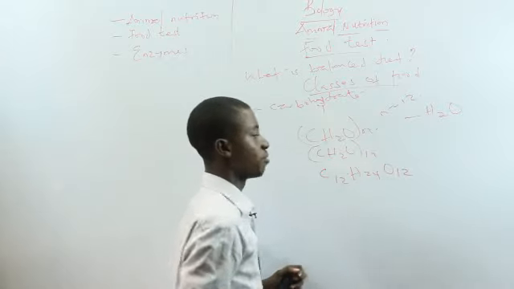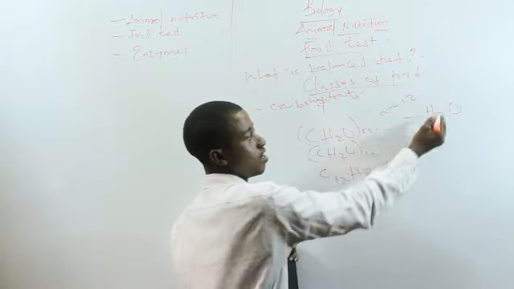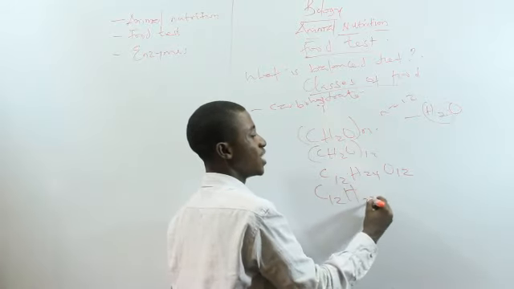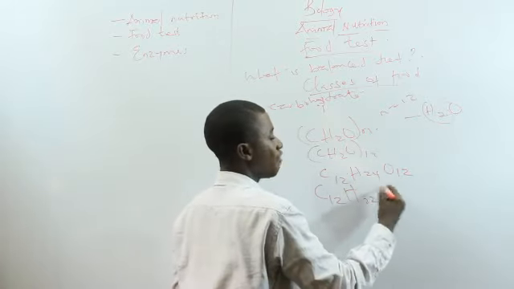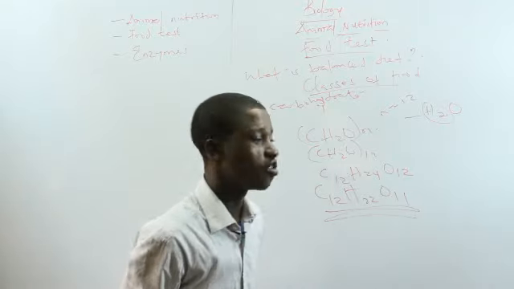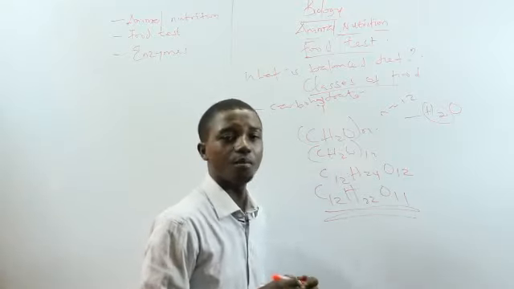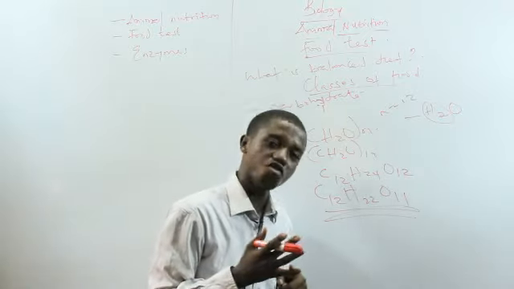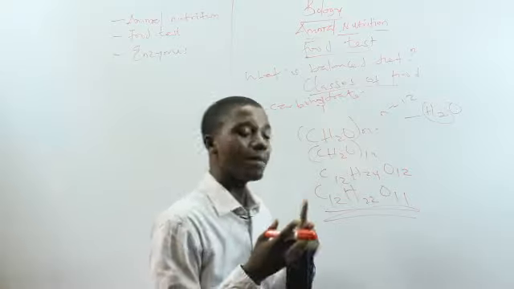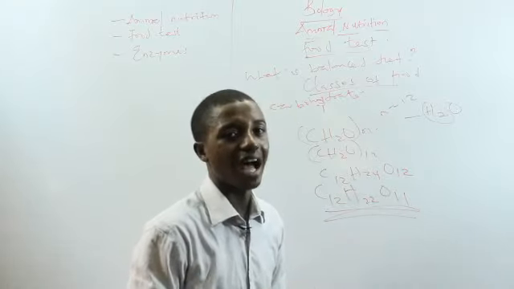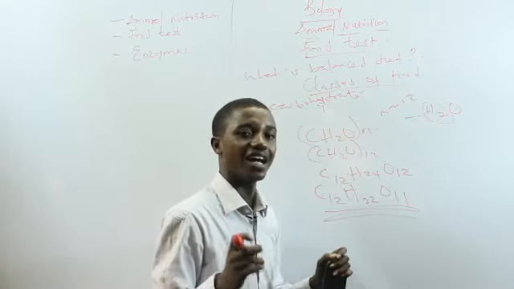Now let's take away water from here. We take away 2 hydrogen from here, so we have C12H22. When we take away 1 oxygen from here, we have O11. So this is the formula for sucrose, lactose, and maltose: C12H22O11. Sucrose is glucose plus fructose. Maltose is glucose plus glucose. Glucose plus galactose will give you lactose.